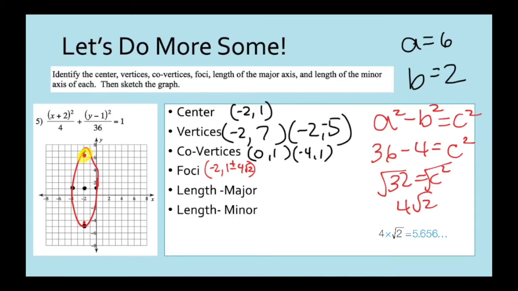Let's do the length of the major axis. The length of the major axis is going to be 6 up this way and 6 down that way. So it'll be 12. And the minor axis is going to be 2 this way and 2 that way, so a total of 4. We have found all our information and we've graphed our graph. Let's move on.